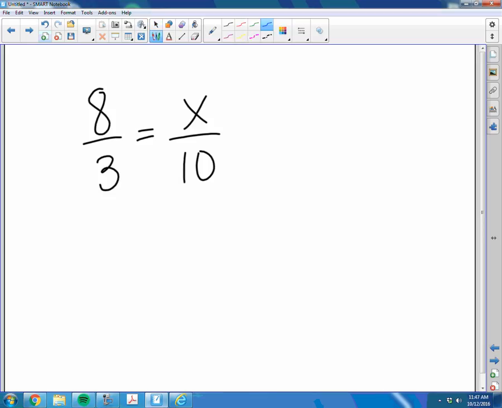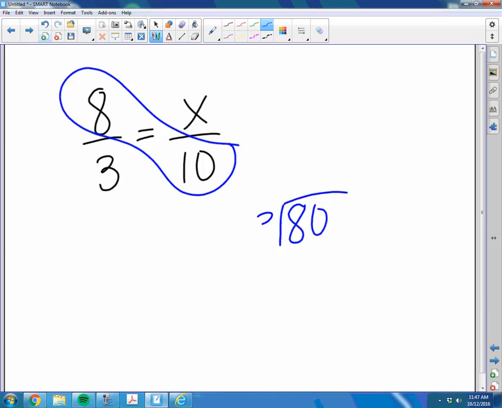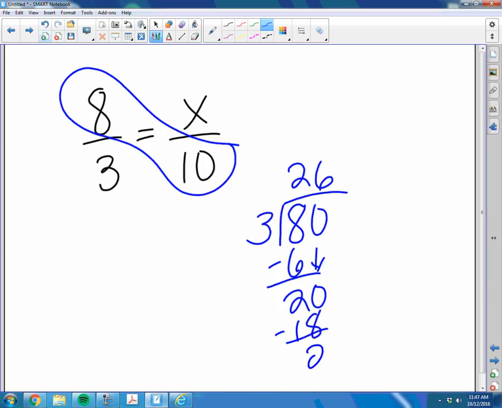I want you to watch a kind of shortcut version of doing it before we get to algebra. You connect the two numbers that you have on the diagonal through multiplication. What's 8 times 10? 80. And you divide by the number that's left over. Now watch, 3 times 2 is 6, we subtract, we get 2, we bring down our 0, that's 6 times 3 is 18, you subtract, you have 2 left over.